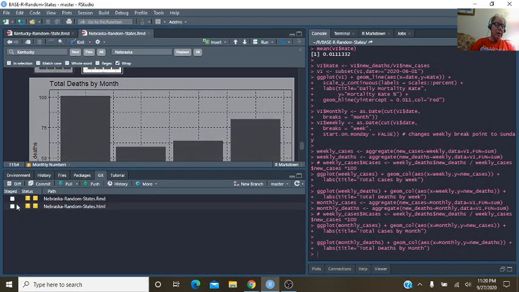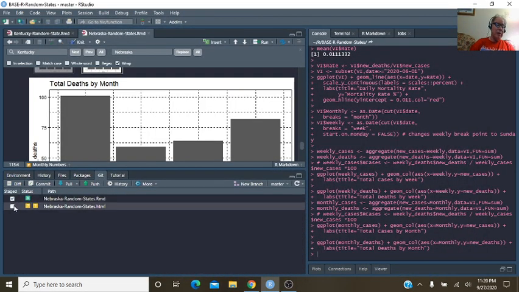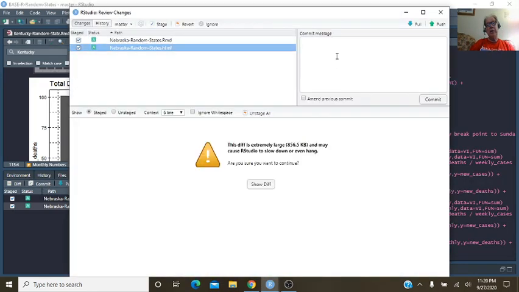Okay, so that takes care of Nebraska. Hopefully, if you're in Nebraska, this did provide you with some encouragement. The encouraging word is, keep wearing a mask, keep practicing social distancing, and when you can, shelter in place. Avoid unnecessary trips.